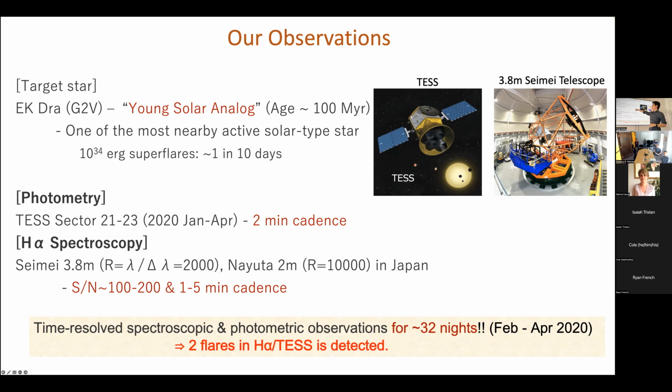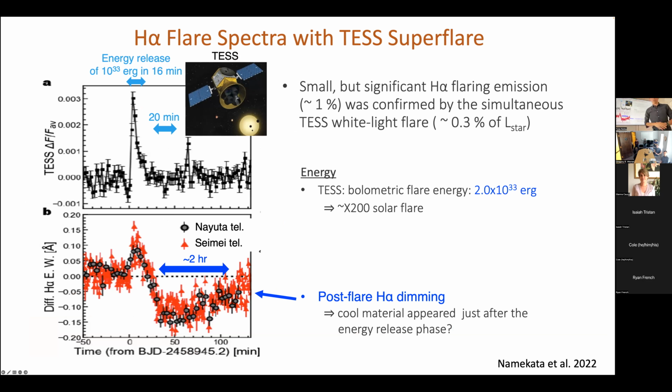especially from the chromosphere, the plasma ejection component. We are observing a very active young superflare star, because this star is very young and shows superflares very frequently, once in 10 days. We observed one star in total for 32 nights, collaborating with Japanese collaborators because their telescope is located in Japan. We observed one star for 1 month, and then we detected several events. I'll show an example.